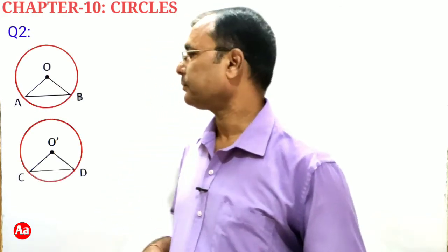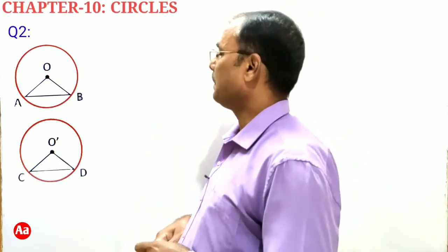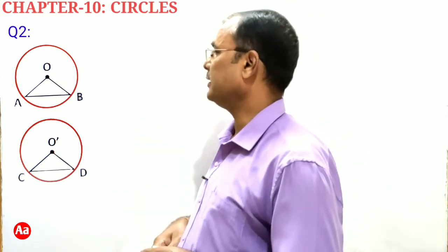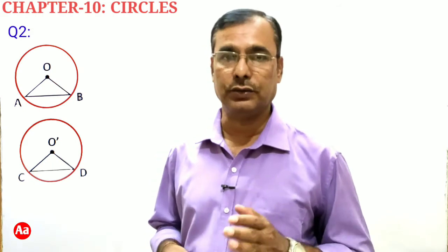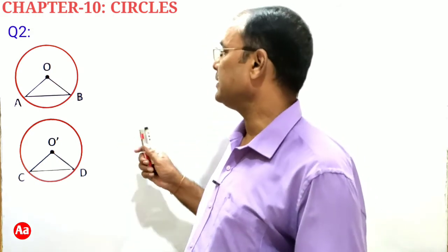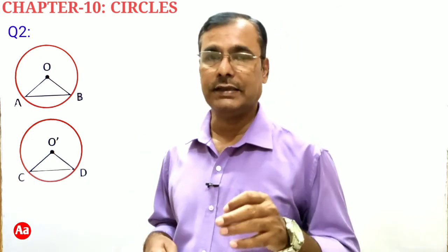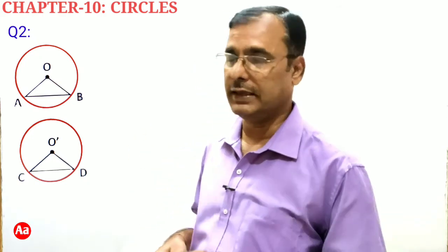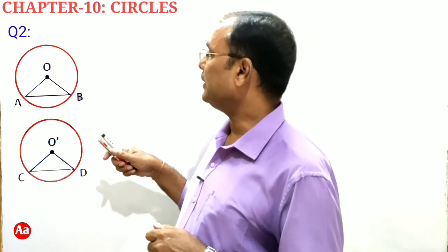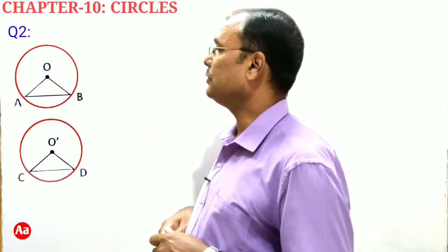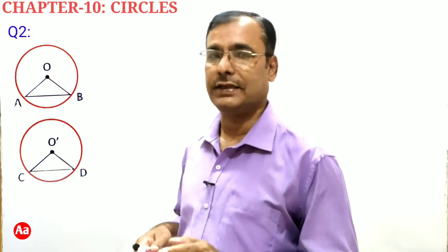Question number 2 is, prove that if chords of congruent circles subtend equal angles at the centers, then chords are equal. In this figure, there are two congruent circles with centers O and O dash. AB and CD are two chords subtending equal angles at the centers O and O dash. That is, angle AOB is equal to angle CO dash D.